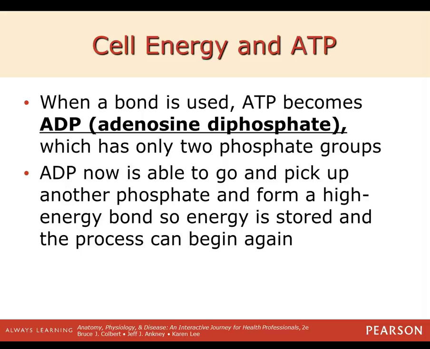Now, when the bond is broken, one of those phosphate molecules comes off. So what's left is adenosine diphosphate, or ADP, di meaning 2. It loses 1 from the tri and becomes 2 with the di. Now the ADP can go and pick up another phosphate and form another high energy bond. So the process can repeat.